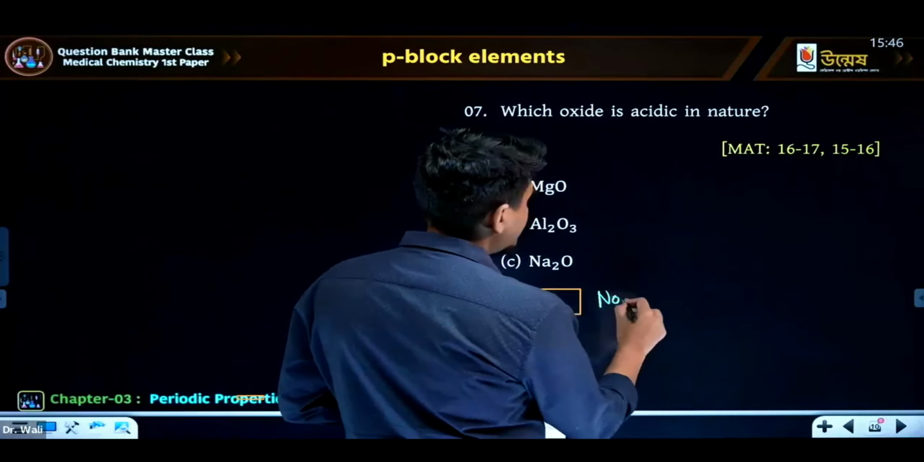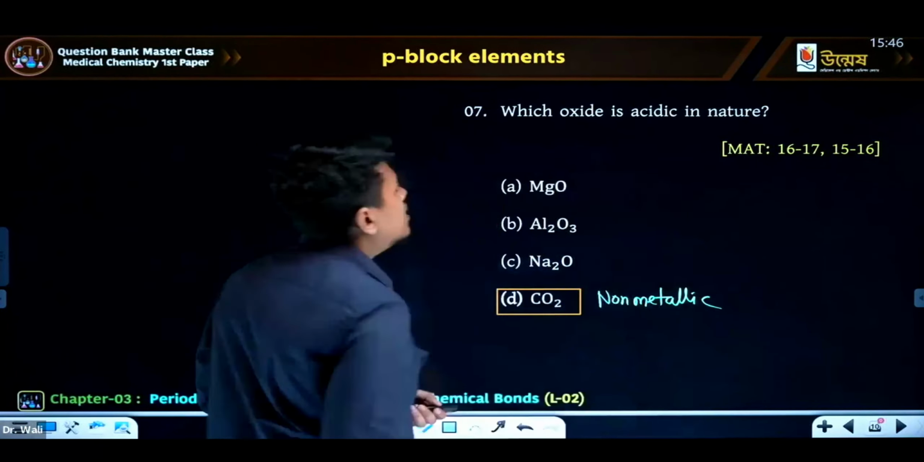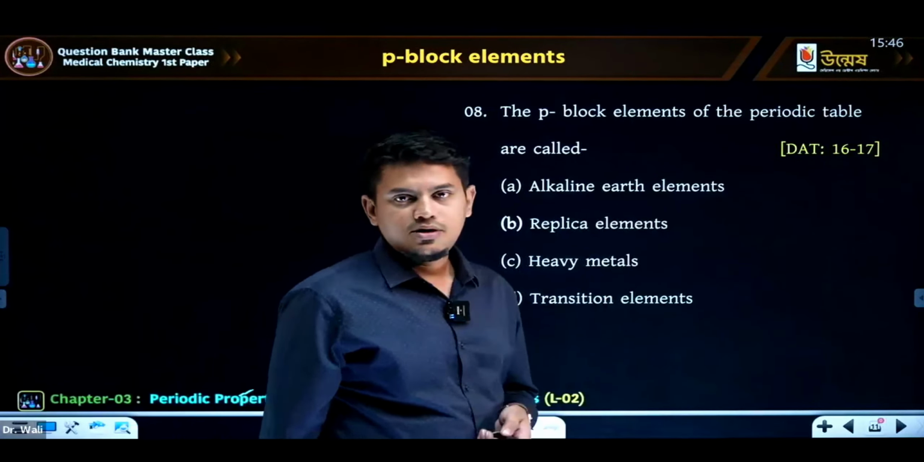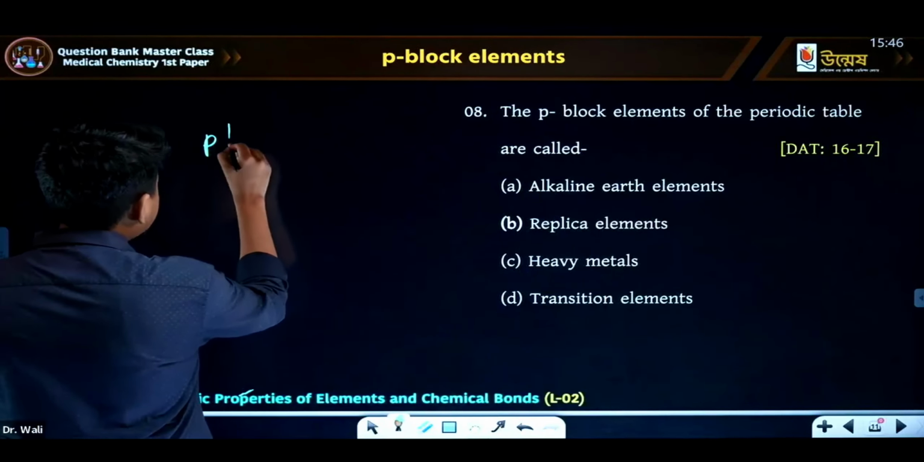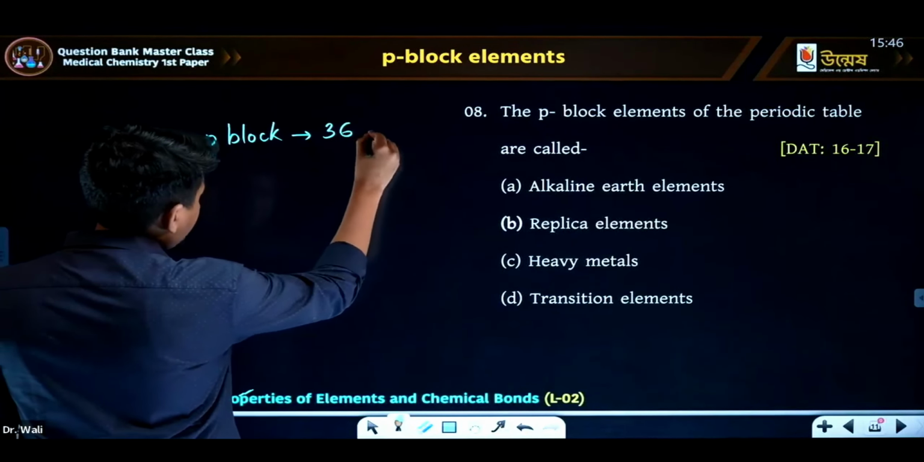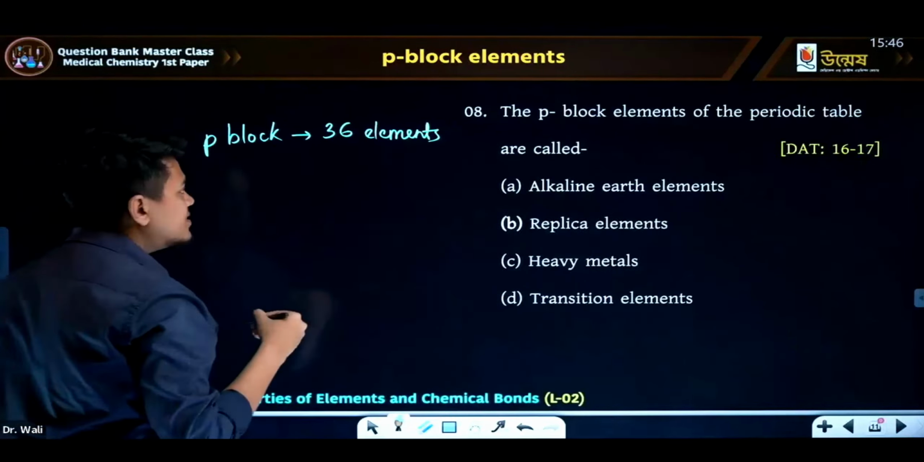Okay, as this is a non-metallic oxide, this one will be acidic in nature. The p block elements of the periodic table are called p block elements. How many elements are there in p block? There are around 36 elements, right? And now what can they be called?